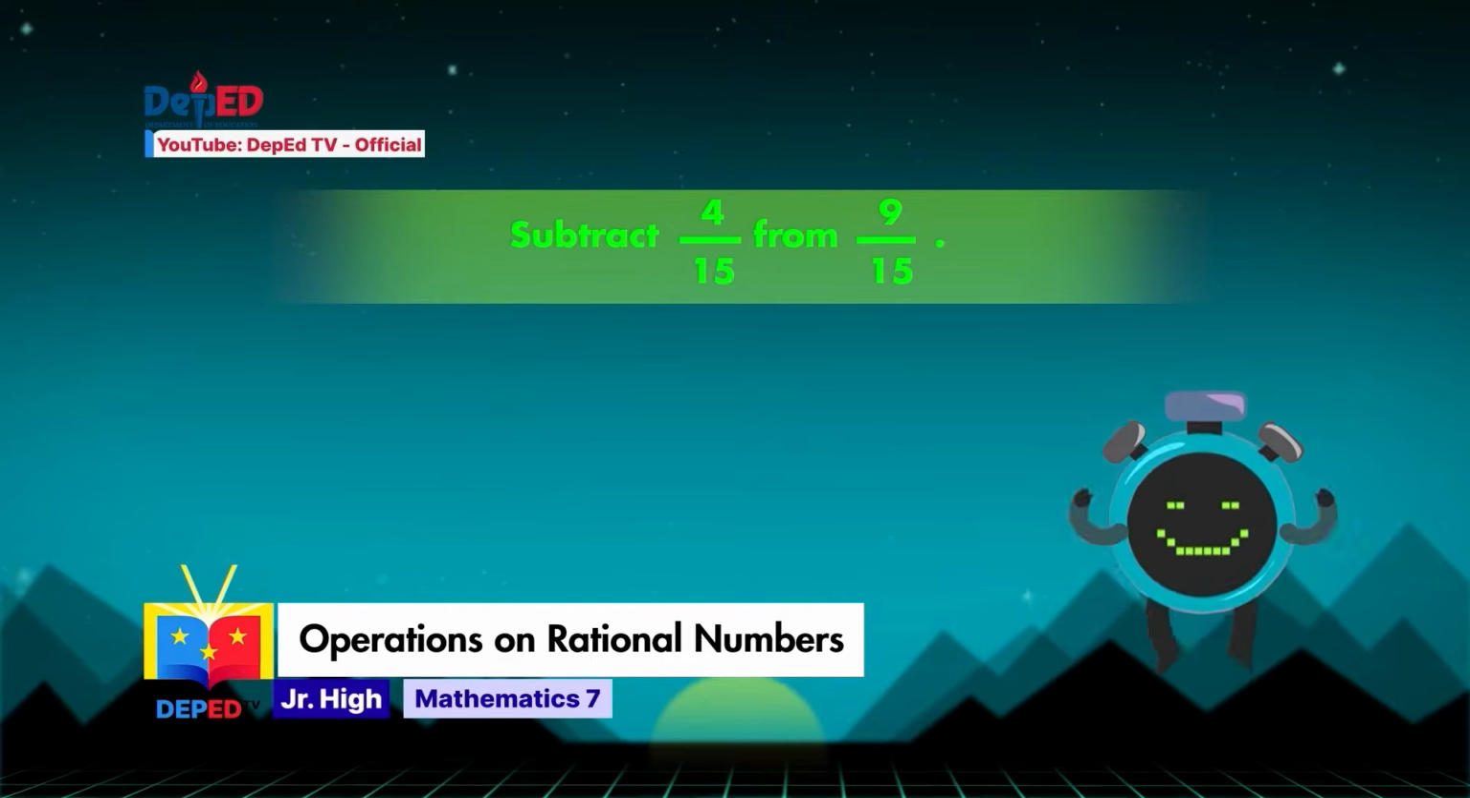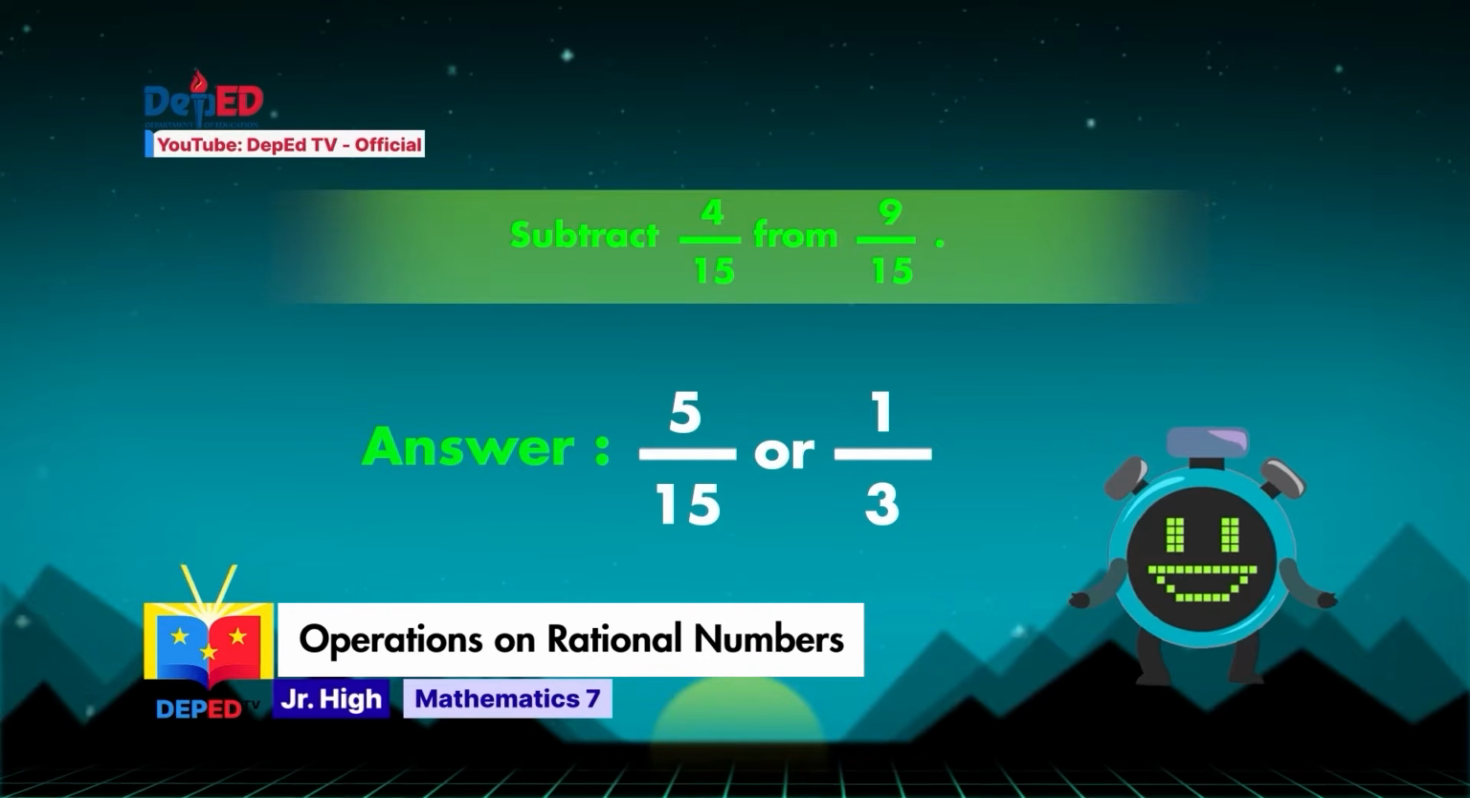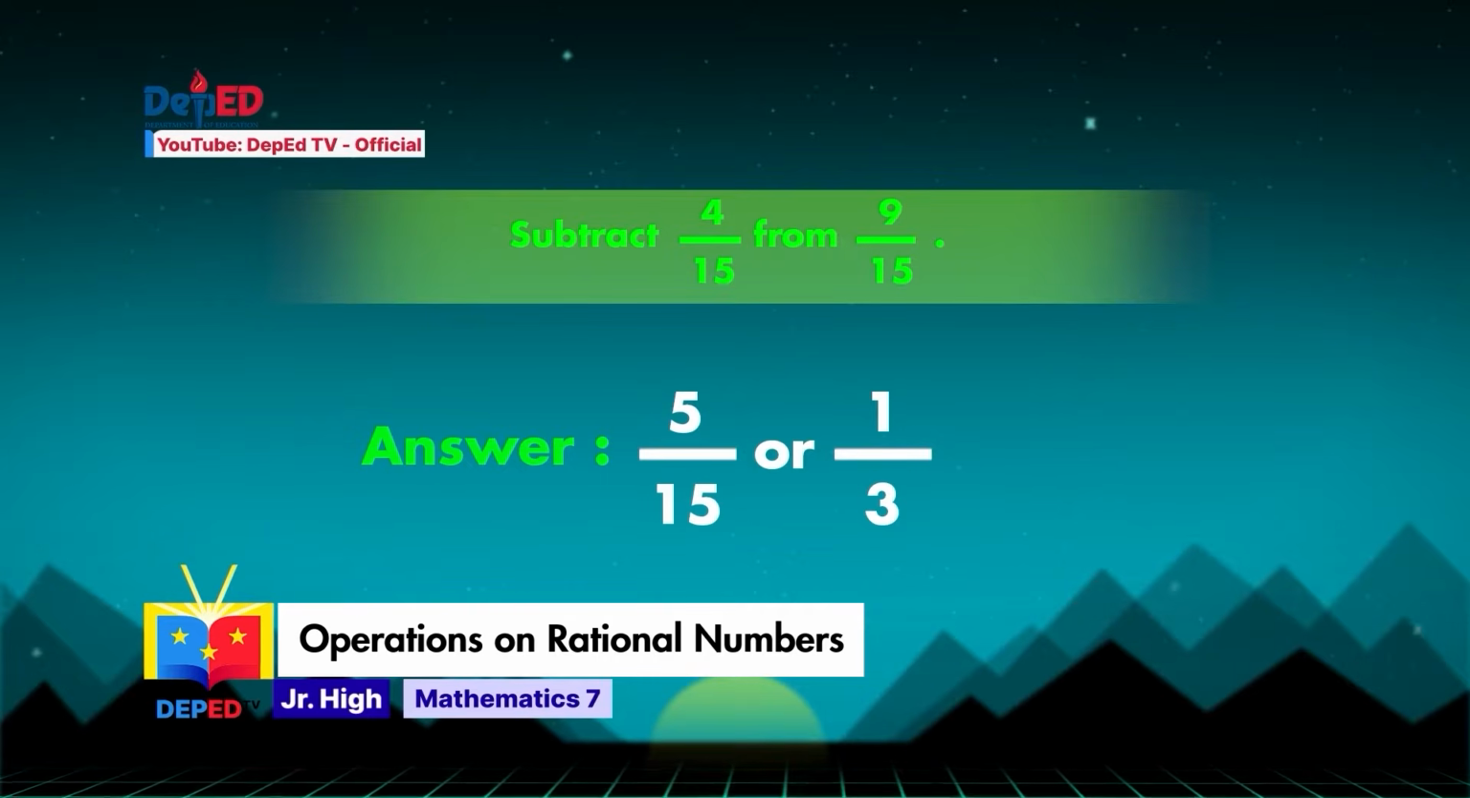If your answer is 5 over 15 or 1/3, you got it right. Give yourself a resounding applause. But how about if we are going to add and subtract dissimilar fractions? Can someone help me explain the steps and make things easy?